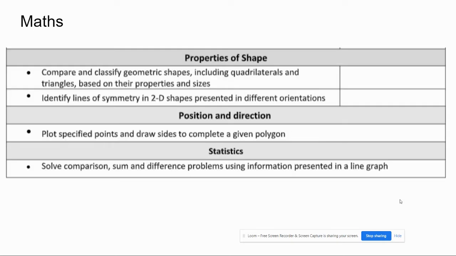Other areas of maths then, so properties of shape, something that's new that's included in the Year 4 curriculum. They'll be looking at types of triangles and types of quadrilaterals. Alongside that, identify lines of symmetry in 2D shapes. That's nothing new. And then we've got position and direction and statistics, just looking at line graphs. But they're not that important when it comes to curriculum.